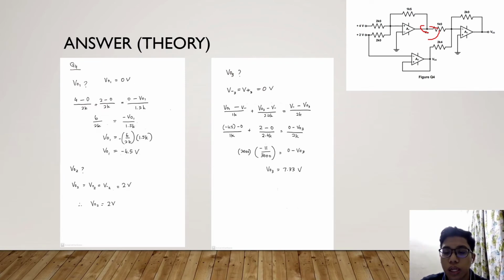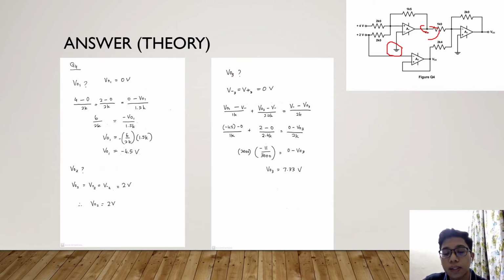We just apply the current in and current out formula. First, we have to identify the value of V plus. As you can see here, the value of V plus is equal to V minus, which is 0 volt as it is grounded. Next, by applying the current in and current out, we can get the value of V output 1.